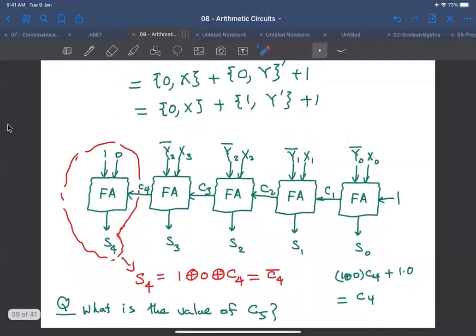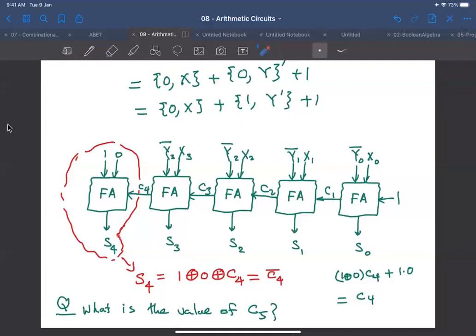And also by the same method, you can get the carry out here, okay? If you want to make sure that the result doesn't generate an overflow, you'll find that the carry out here is going to be equal to C4, okay? So C4 XOR C4 is always 0, so there will never be any overflow, okay? Any question?